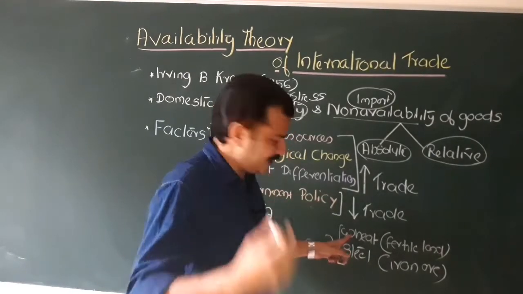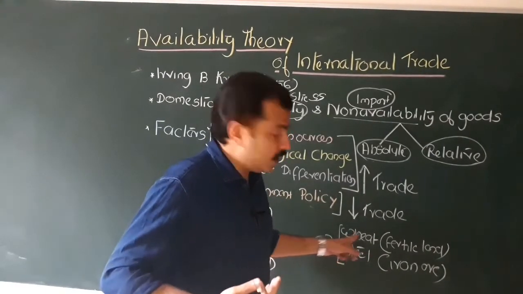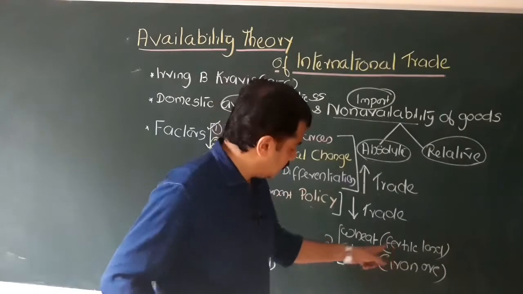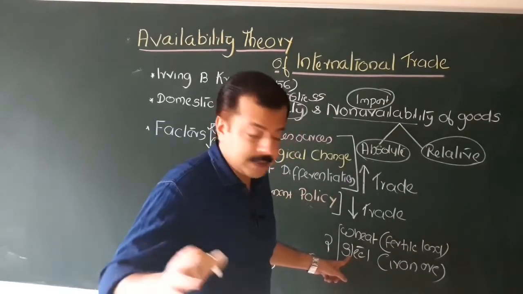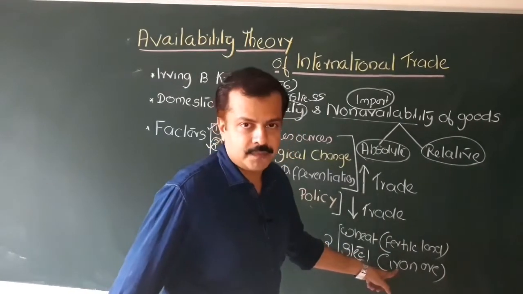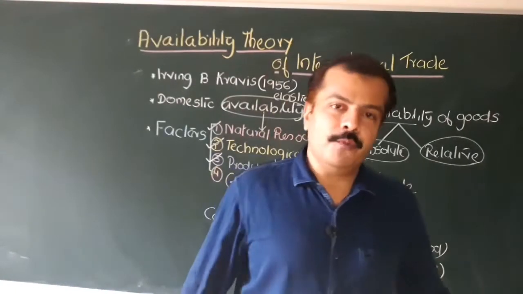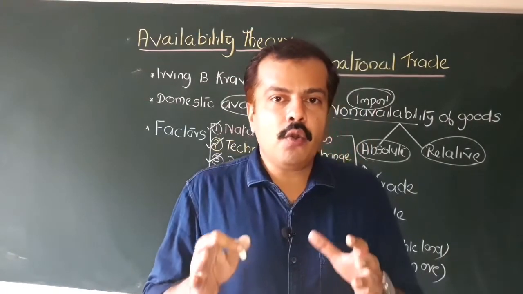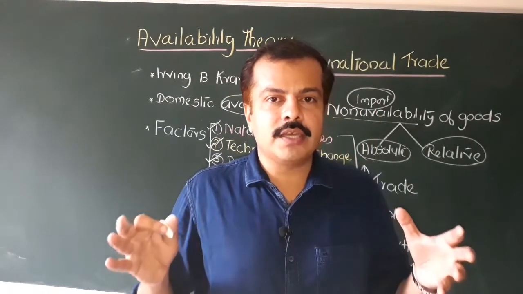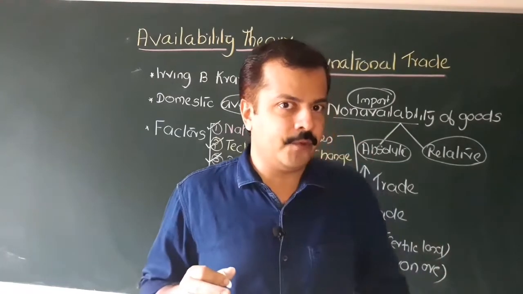See, we have 2 commodities. Production of wheat requires fertile land. Production of steel requires its raw material, which is iron ore. So, these are the basic things. Now, let us see how the factors or resources are available in 4 countries.